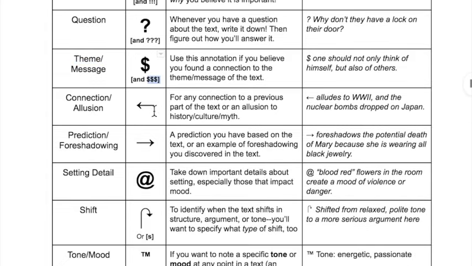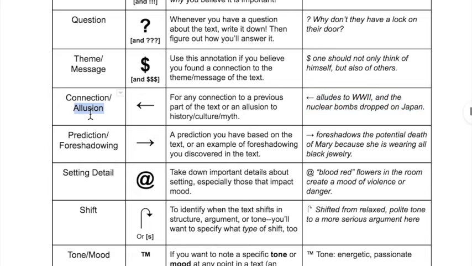Then we get to these two arrows, the backwards and forwards. Backwards arrow is for a connection or allusion, something you've read earlier, especially let's say we're in a novel and it's something you've read in previous pages, or it's referencing something that's happened earlier in the book. But allusion is actually something outside of the text where you're saying, hey, this alludes to maybe an event in history, something in our culture, maybe a famous myth. The sample here alludes to World War II and the nuclear bombs dropped on Japan.